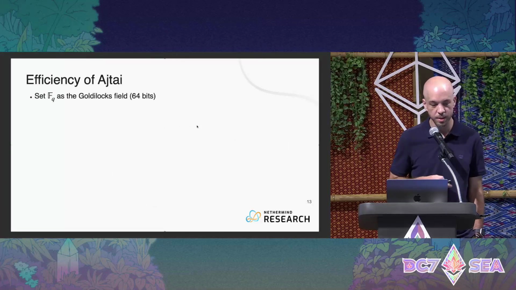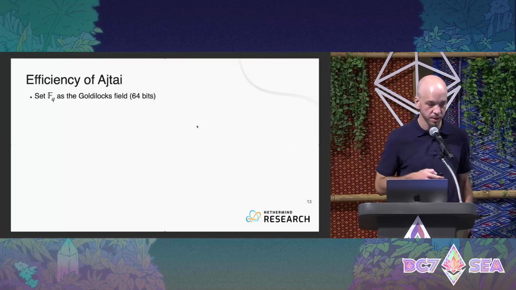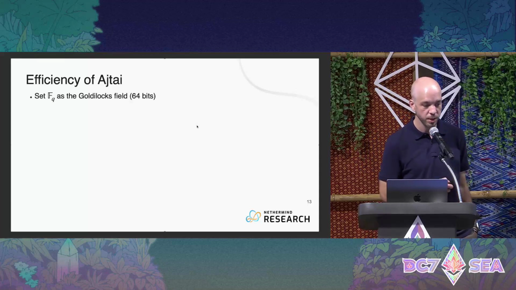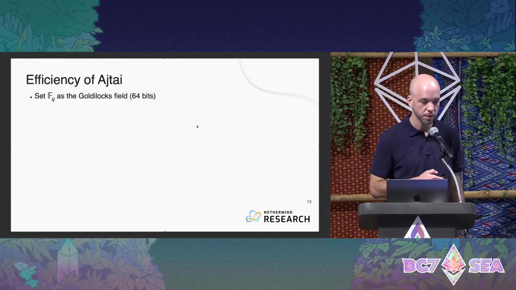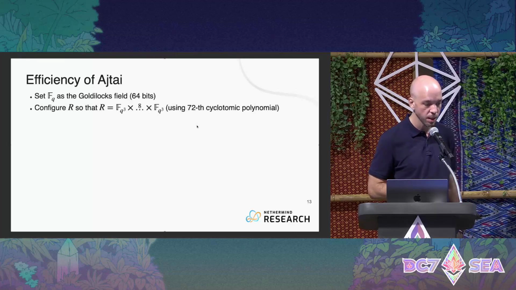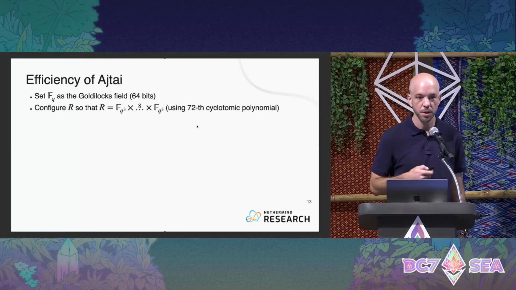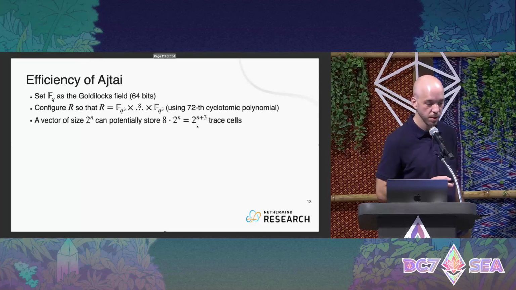So let's discuss the efficiency of this commitment scheme first. This is an example configuration we can deal with. We can choose the base field to be the Goldilocks field, which has 64 bits, and we can configure R so that R splits as 8 factors, and each factor is a degree 3 extension of the Goldilocks field.